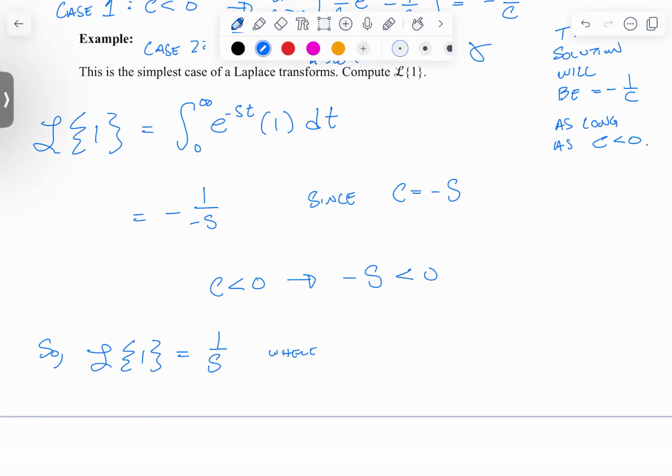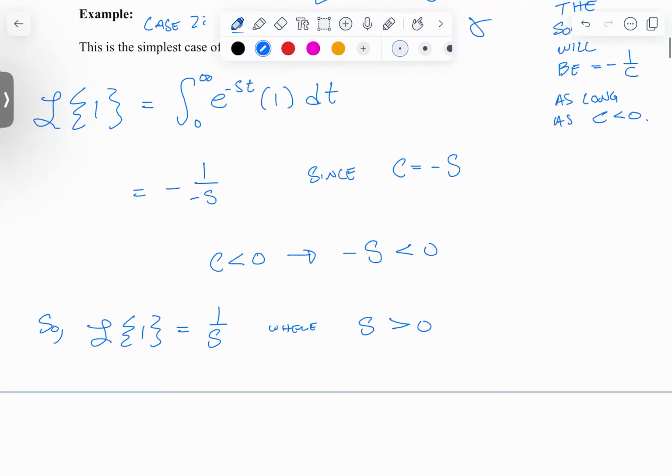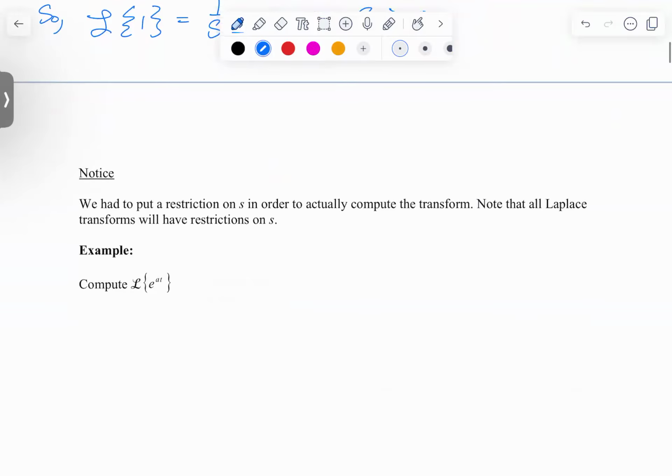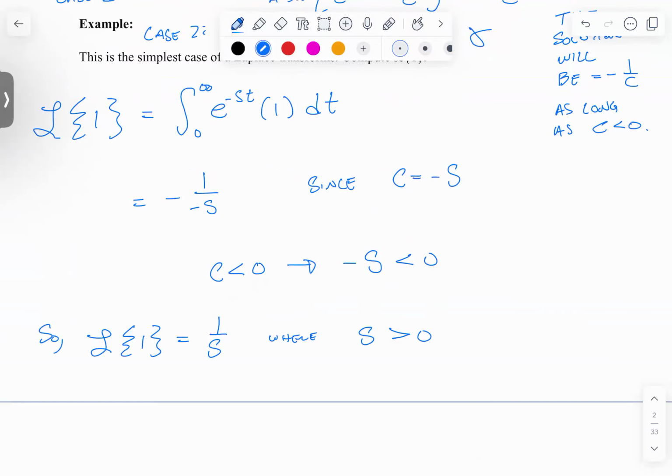So the Laplace transform of 1 is equal to 1 over s, where s is greater than 0, just moving the signs. And this is basically how we could solve a lot of Laplace transforms using the definition. Notice we have a restriction on s. That is for all transforms. The minimum restriction is s greater than 0. That's where all of them start.